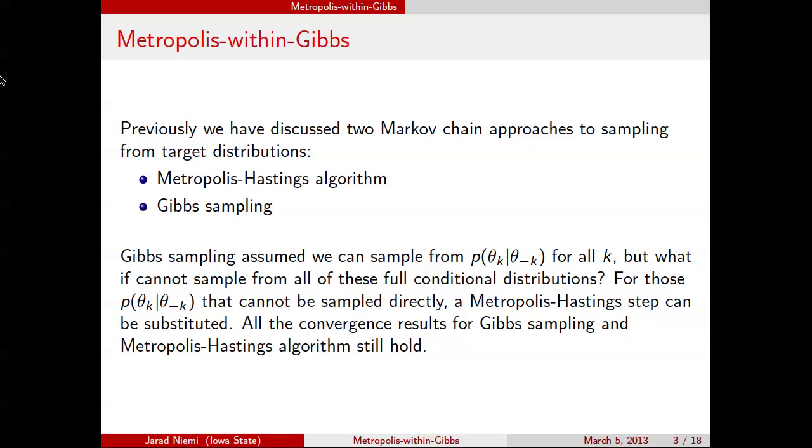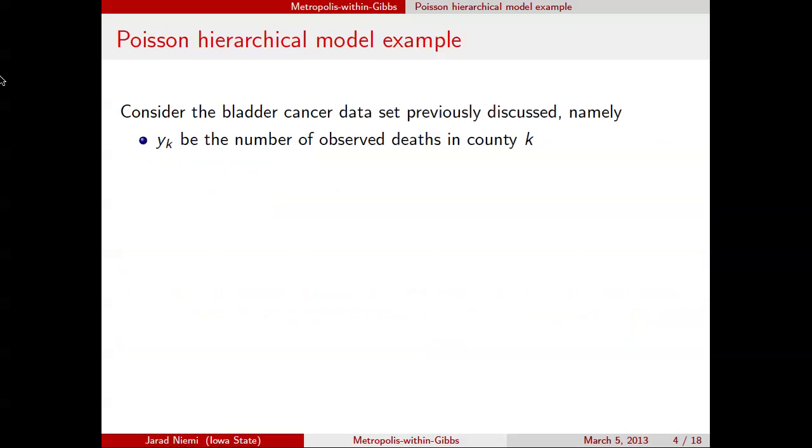Ready to see an example? Here's this bladder cancer data set. Remember that for what I used, it covers the years 2000 to 2004. For each county in the U.S., it had the number of deaths associated with bladder cancer, and also the number of person years during that time period. The data set I've been using is just for white males. The y sub k is the number of deaths we actually observed in county k over that time period.